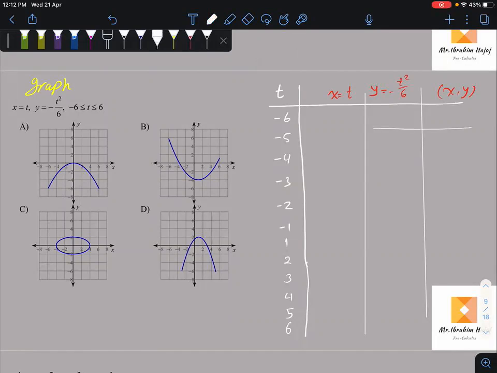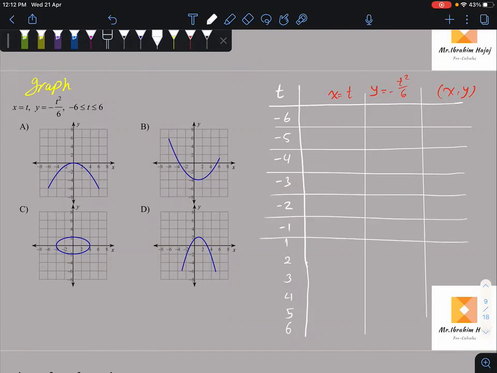So when we substitute first by -6, we have some rows like this. We'll take some positive values, too. So let's take here -6, and -36 over 6, which is -6. So the point we have here is -6 and -6. When we substitute by -5, -4, -3, -2, -1, 1, 2, and so on.